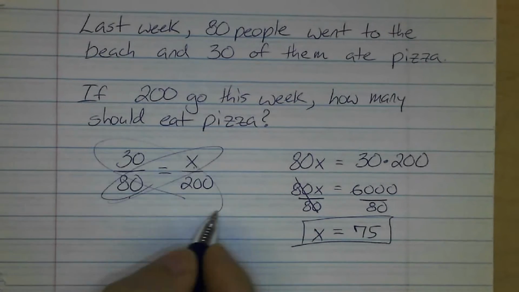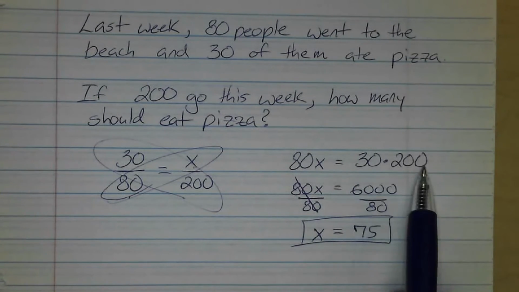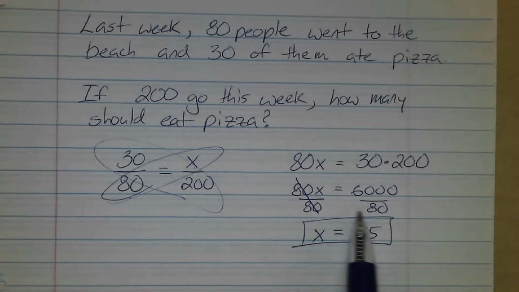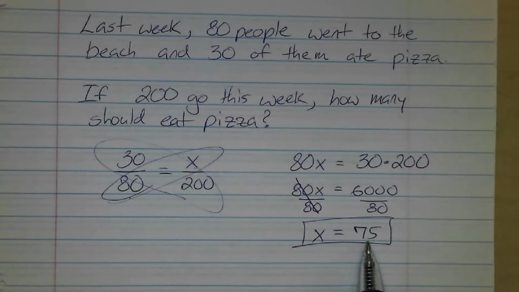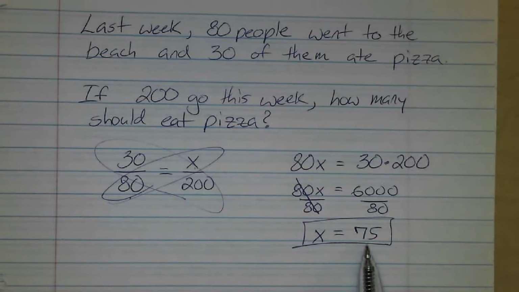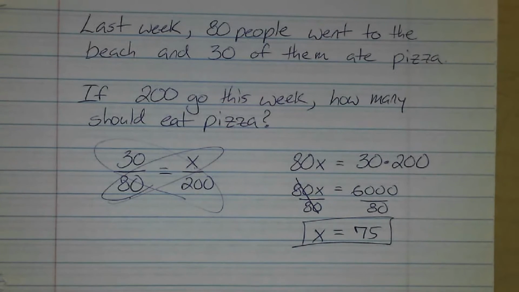80 times x equals 30 times 200. 30 times 200, 6,000. Divide both sides by 80, and we end up with 75. So that means we would expect that about 75 of the 200 people going to the beach this week would eat pizza.